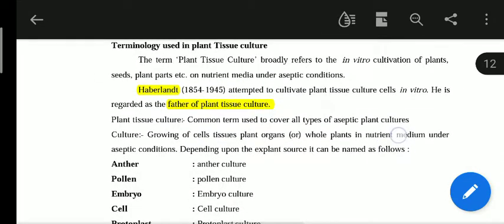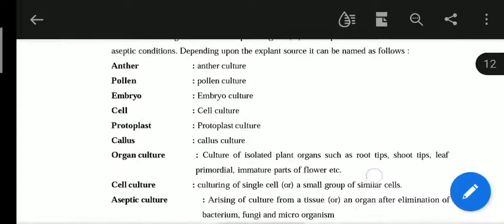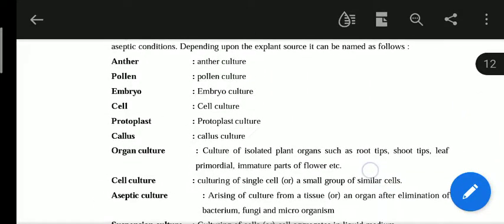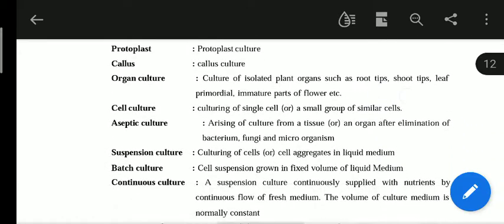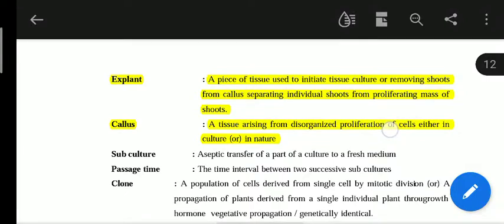Now here are some of the technologies which are used in plant tissue culture. Here you can see anther, pollen, basic things are there. Anther, pollen, embryo, cell, protoplast, batch culture, and some of the important ones I am mentioning here, explant. It is a piece of tissue which is used to initiate tissue culture, or removing shoots from callus, separating individual shoots from a proliferating mass of shoots.